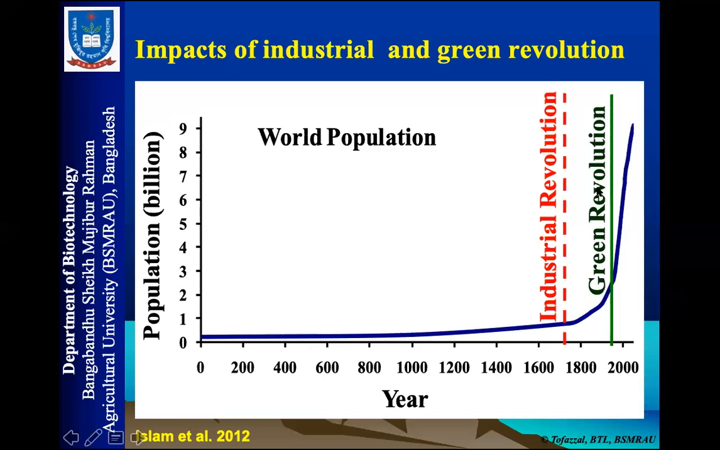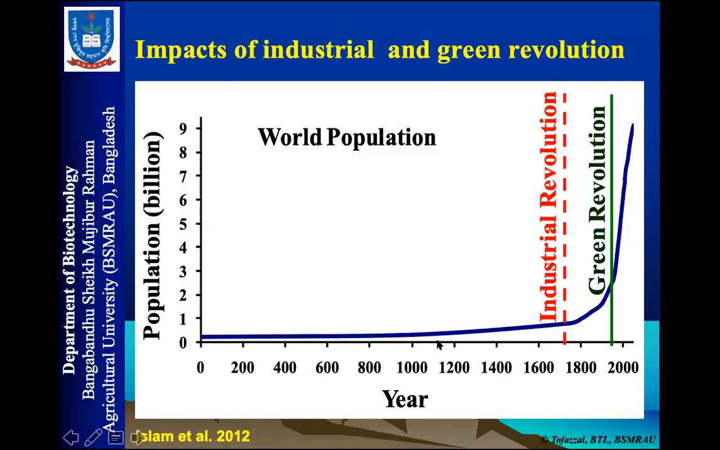Another revolution, the green revolution, was started in Mexico by Dr. Norman Borlaug, a famous wheat breeder, and he developed high yielding varieties and some agronomic methods that helped us to feed billions of people. You can see the human population graph.